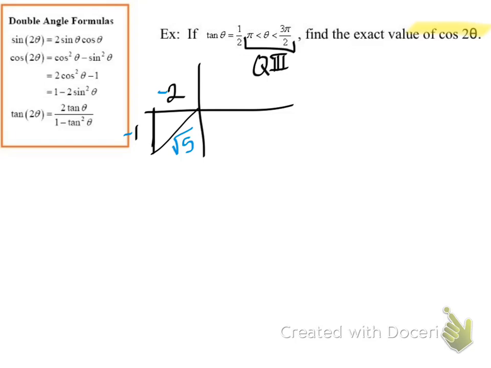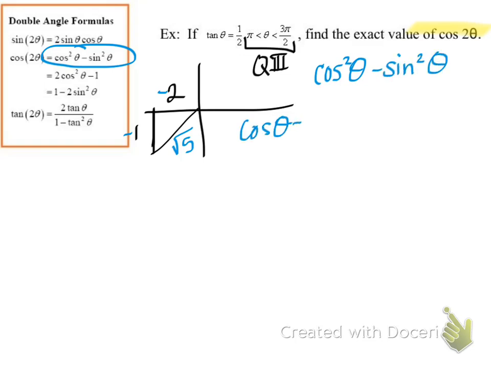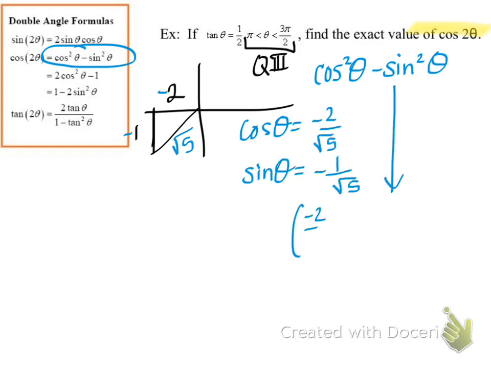Now let's take a look at our formulas and how we'll evaluate these expressions. We're finding the exact value of cosine 2 theta, and let's just use that first formula: cosine squared theta minus sine squared theta. I'm going to plug in, but first let's find the values. Cosine theta is -2 over square root of 5. Sine theta is -1 over square root of 5. I'm not making them proper yet because we're going to see where it takes us. We're simply going to plug it into the formula and see if it simplifies and makes itself proper.